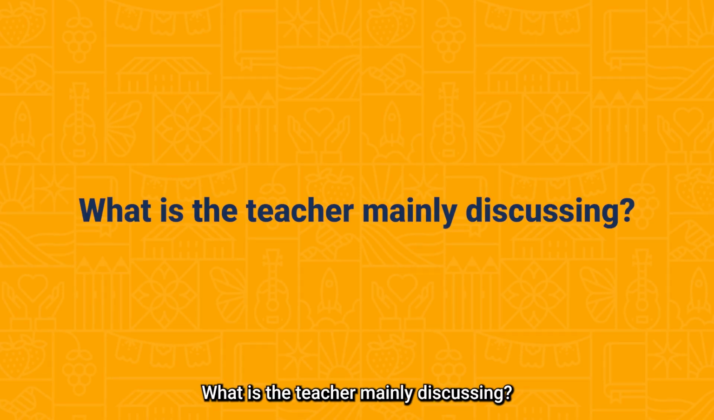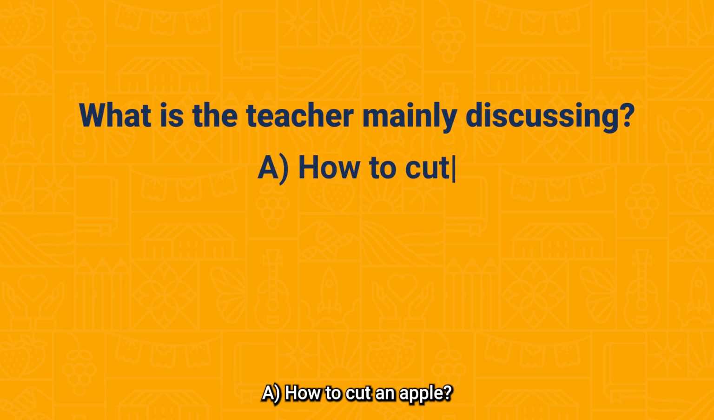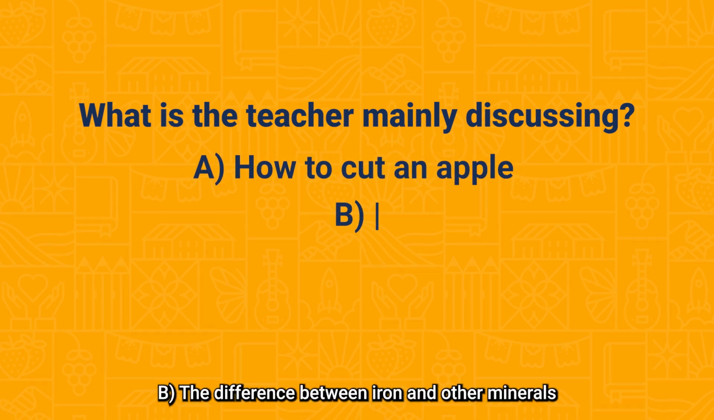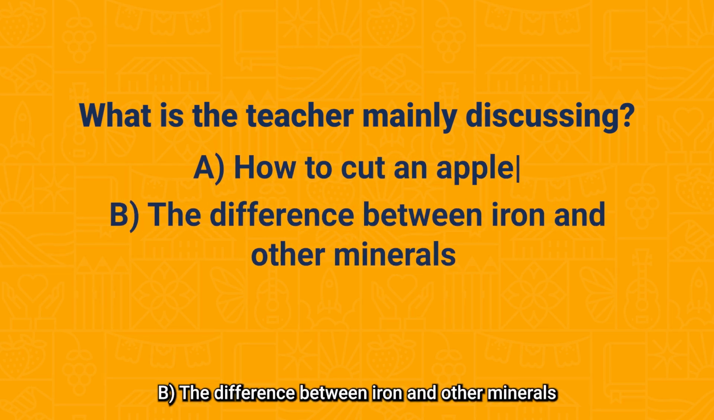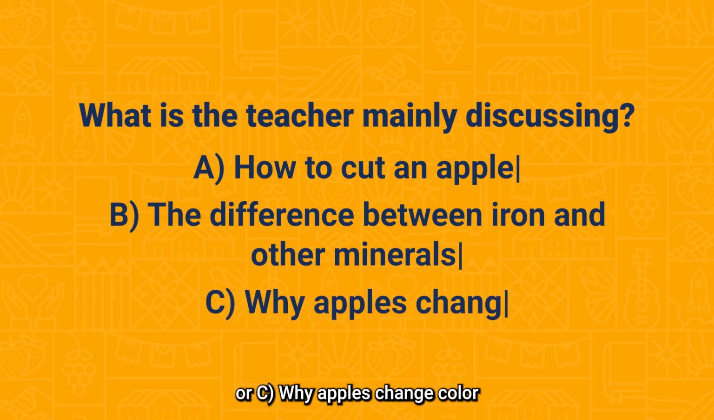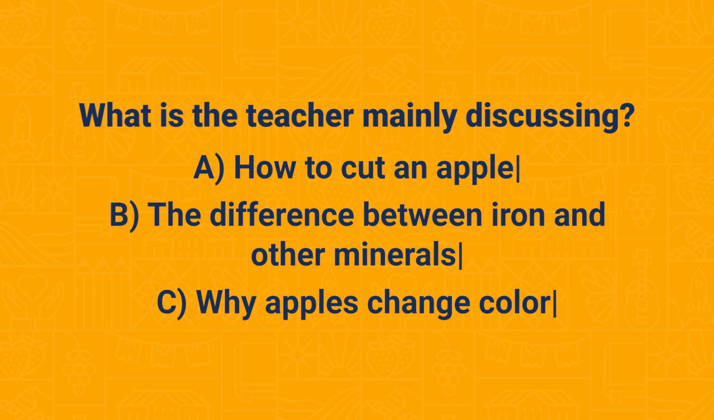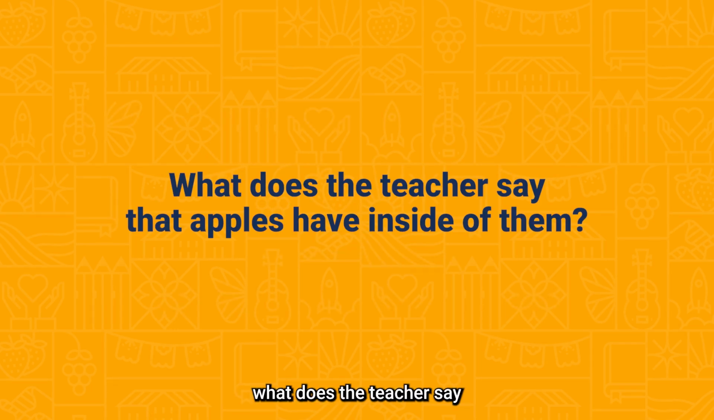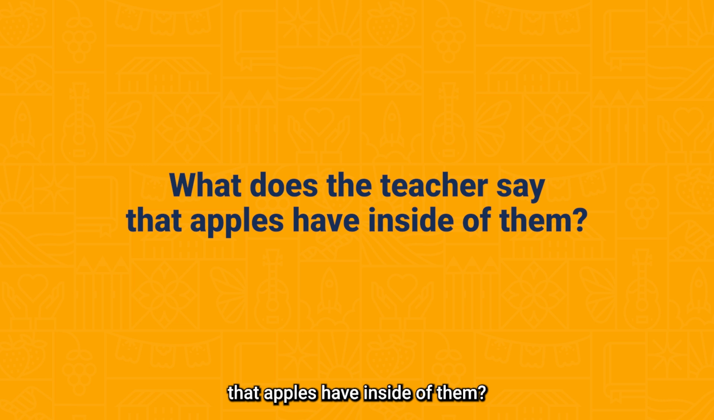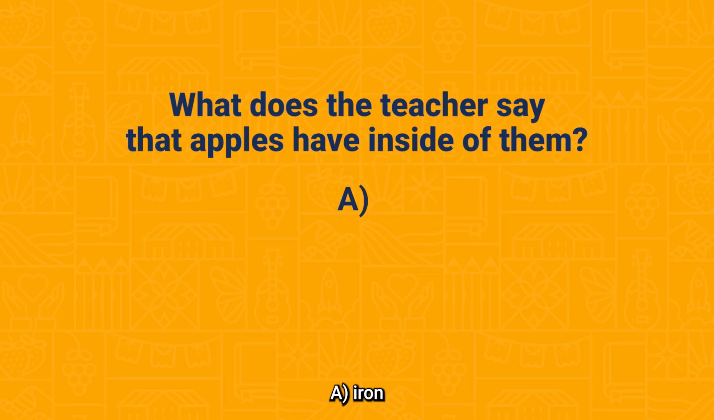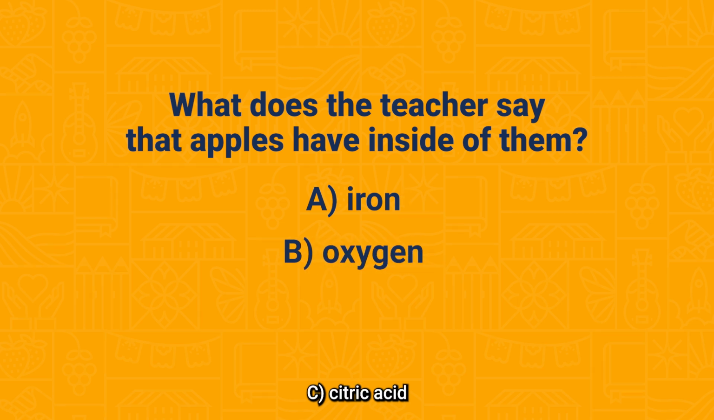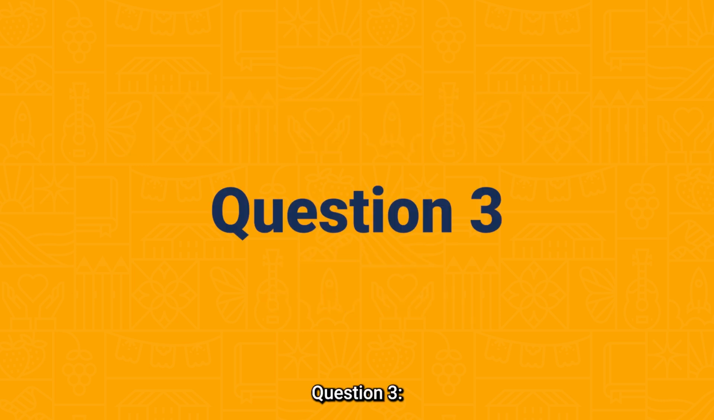Question 1. What is the teacher mainly discussing? A. How to cut an apple. B. The difference between iron and other minerals. Or C. Why apples change color. Question 2. What does the teacher say that apples have inside of them? A. Iron. B. Oxygen. Or C. Citric acid.